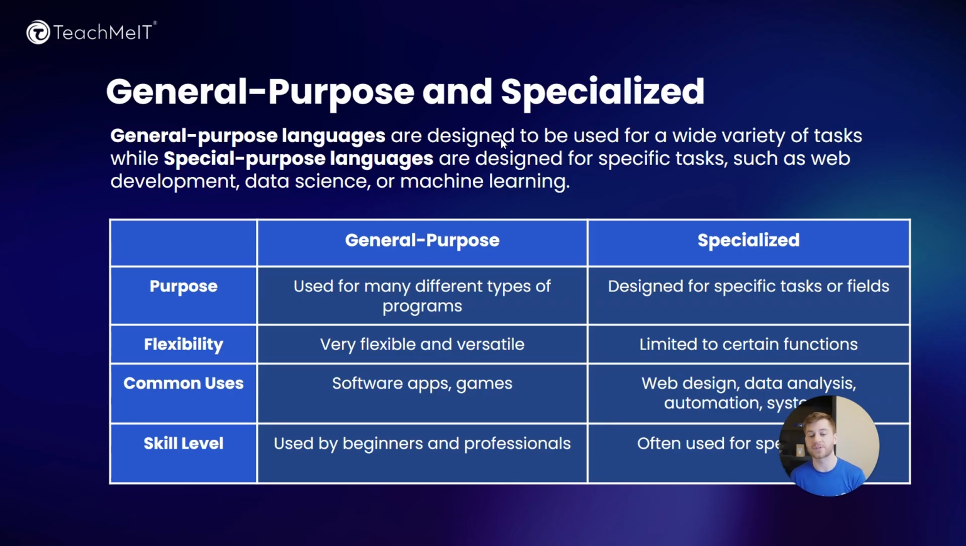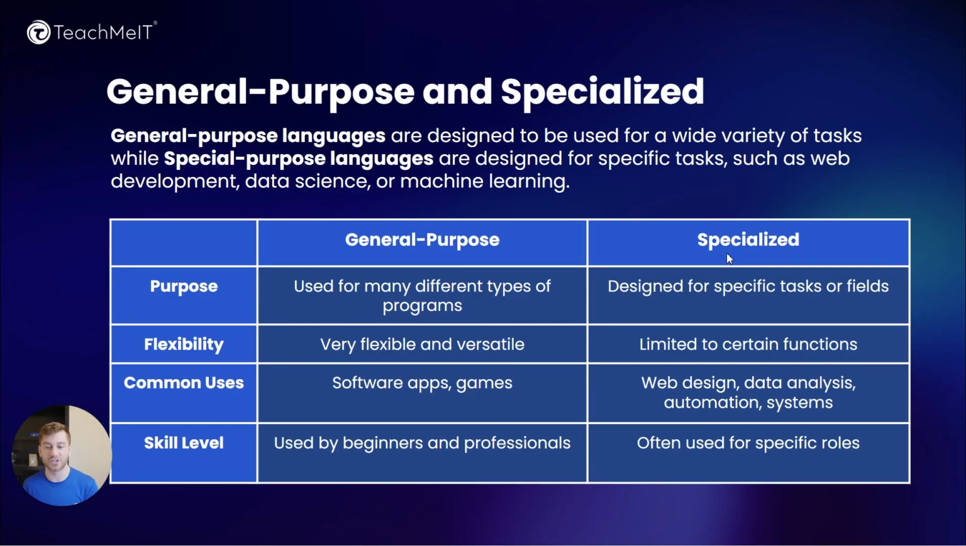So our general purpose languages are designed to be used for a wide variety of tasks. Meanwhile, our special purpose languages are designed for more specific tasks, such as web development, data science, or machine learning. Let's talk about general purpose first. So general purpose, it's used for many different types of use cases, programs, and software. It's very flexible. It's used for many software apps, games, and many different types of use cases. And the skill level to actually implement general purpose software is usually relatively low, but it is used by both beginners and professionals.